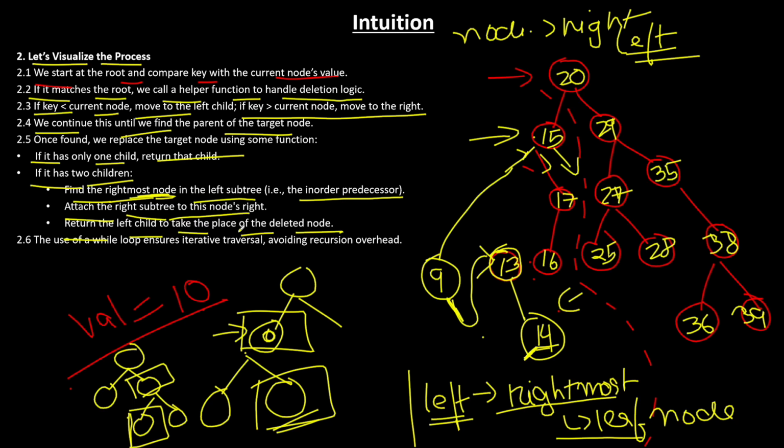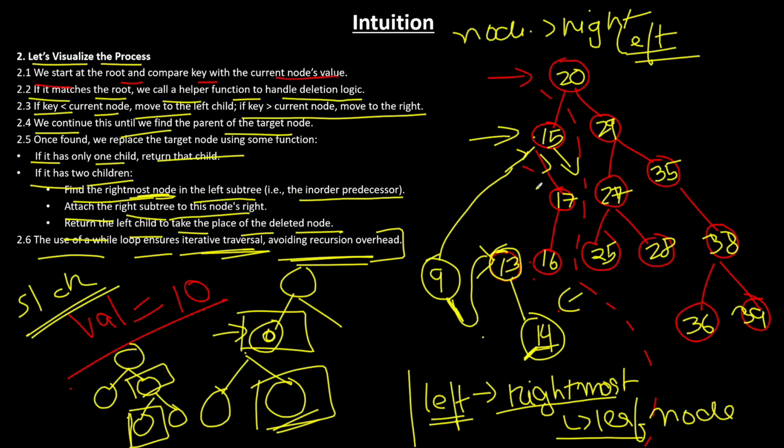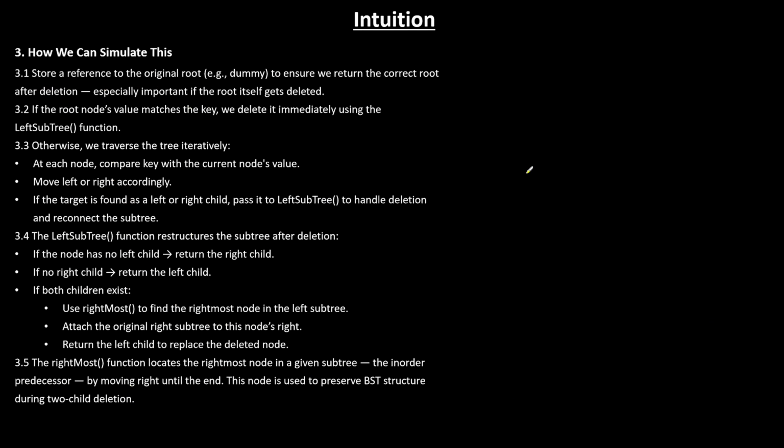So, for this particular complete question, we use a while loop to ensure iterative traversal, avoiding recursion overhead. So this is one of the things to be considered. If we use a while loop, the extra stack space would be neglected. Okay, a bit of a tricky one, but it was easy to understand and easy to explain, right? Now, how can we simulate this? This is important.